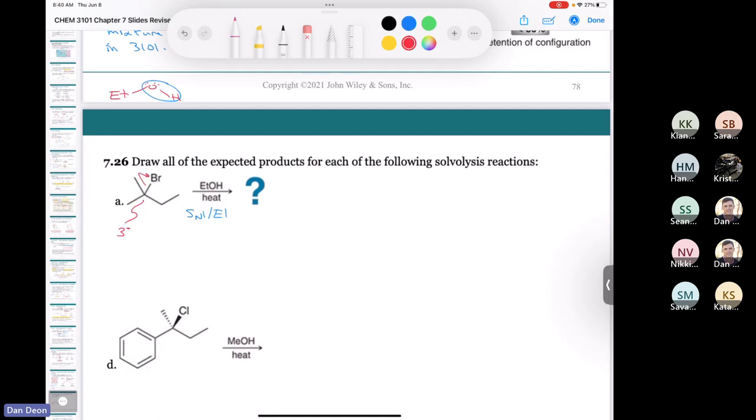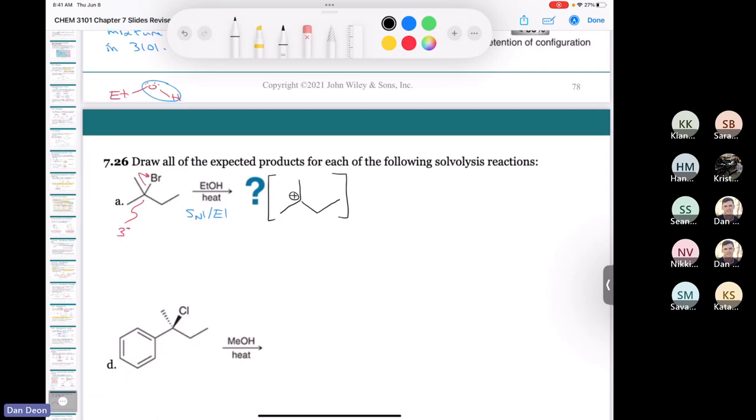I got to watch my language here. Okay, so we're going to draw the intermediate. We get our loss of leaving group occurring. So there's our intermediate, a carbocation. And then what's going to happen is we can get SN1 or we can get E1. Now, is there any reason why this would rearrange? Would this rearrange? And it's not a trick. This is not designed to fool you. Go with your gut.